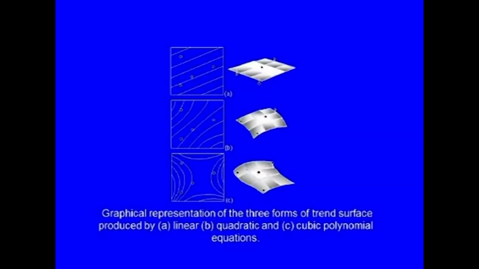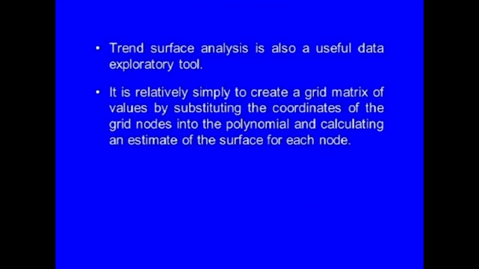The same can be now seen in the next slide, wherein graphical representations of the three forms of trend surfaces so produced by linear, quadratic and cubic polynomial equations are shown. Trend surface analysis is also a useful data exploratory tool. It is relatively simple to create a grid matrix of values by substituting the coordinates of the grid nodes into the polynomial and calculating an estimate of the surface for each node.